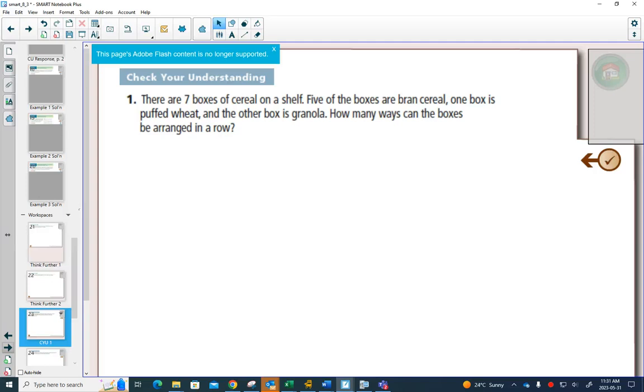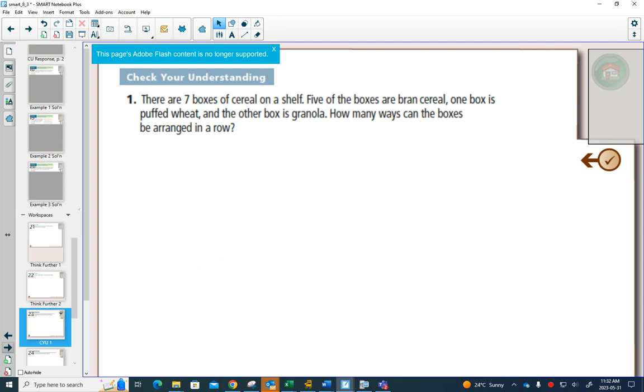So there are 7 boxes of cereal on a shelf. 5 boxes are bran cereal. 1 box is puffed wheat. And the other box is granola. And sometimes the question needs more information.